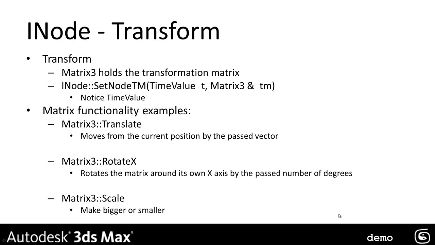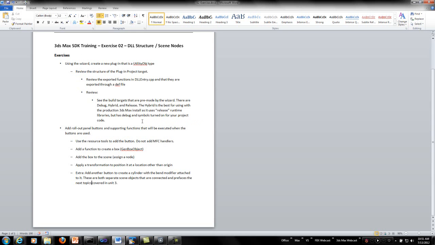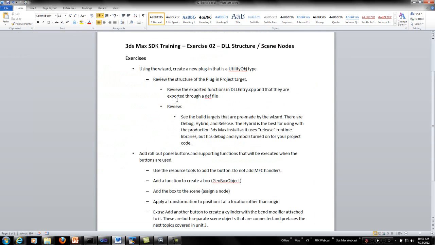Okay, so that brings us to the end of today's presentation, and we're going to talk about the exercise for you to work on. So you're going to find this document here, exercise 02. And so what we're going to do is we're going to start off like we did yesterday by creating a new plugin that is a utility object. So again, I would like you to just review the structure of the plugin project. Now that we've talked about the DLL entry, I think it would be helpful for you to look at that.